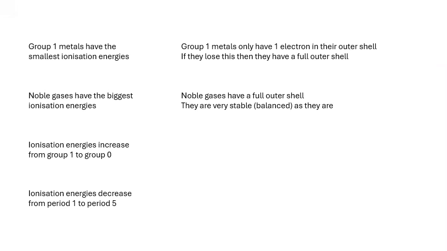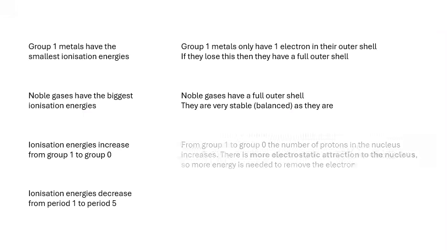Ionization energies increase from group 1 to group 0. Why? Because going from group 1 to group 0, there are more protons in the nucleus. These electrons are attracted to the nucleus because positives and negatives attract. And so the more protons there are, the more electrostatic attraction there is to the nucleus, and so you have to do more work to remove the electron.